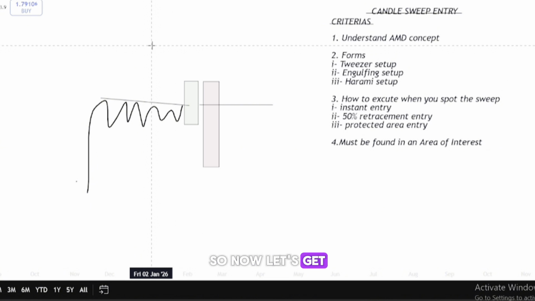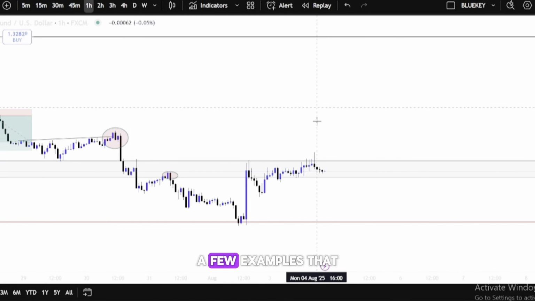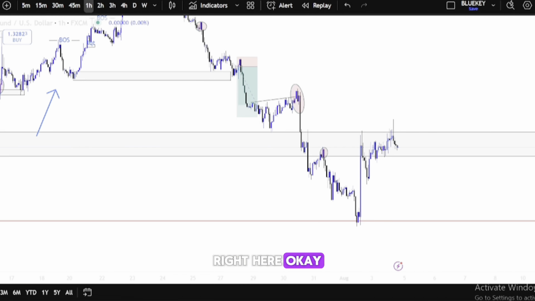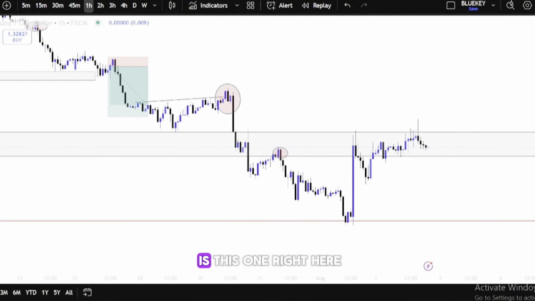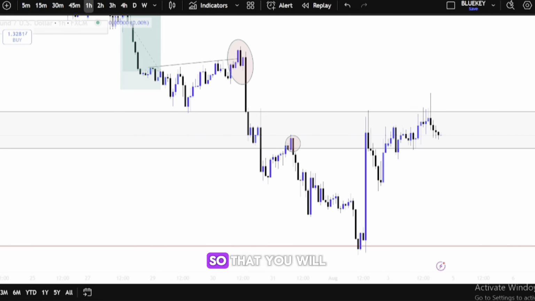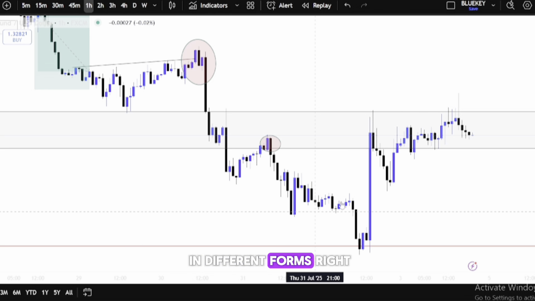So now let's get into the chart and let me show you a few examples that I already have laid out for you right here. Okay, so the first example we can see is this one right here. I have so many examples to show you so that you will see how it appears in different forms, right?